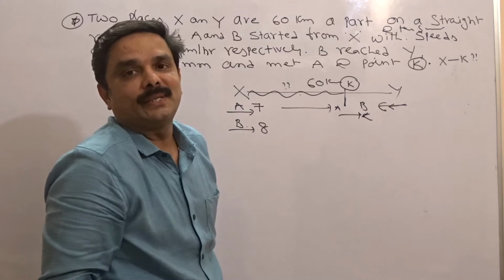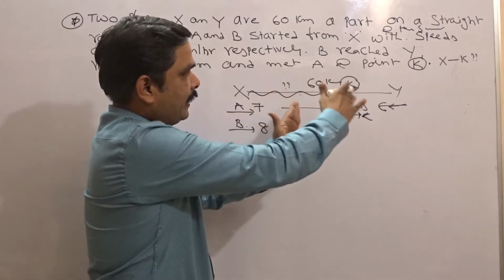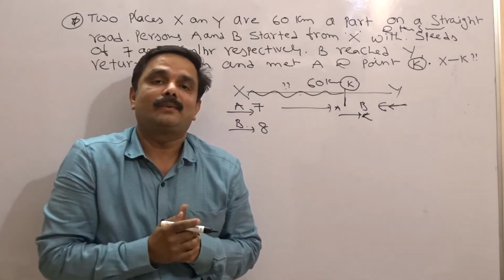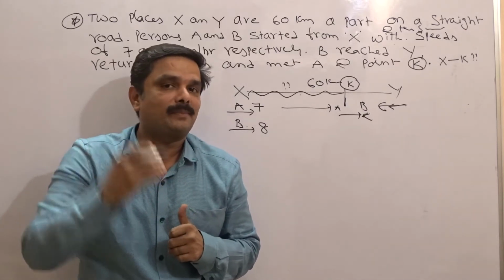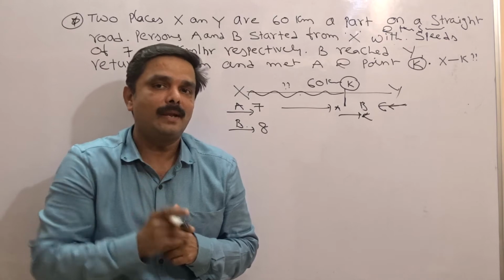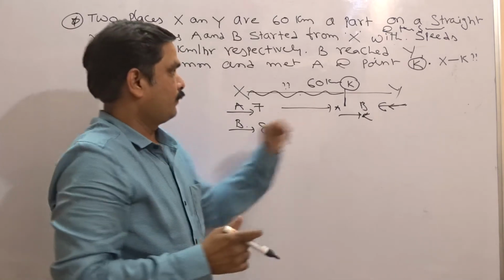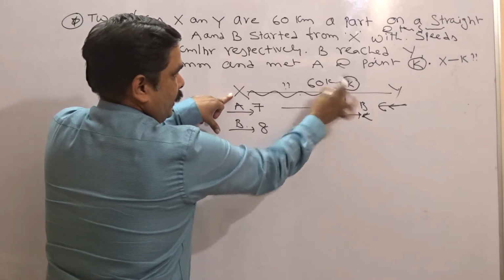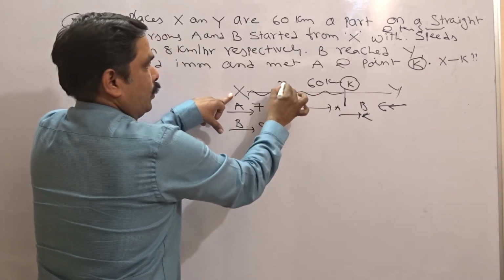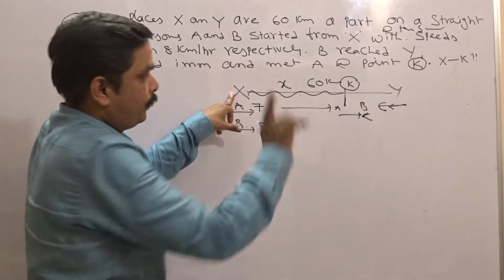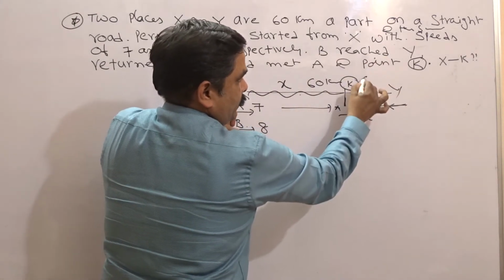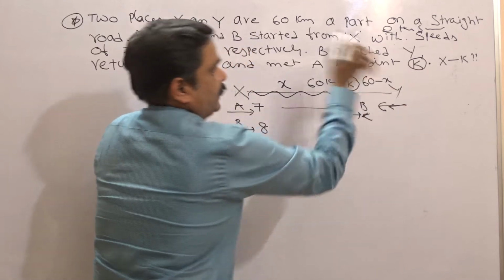Now, what is the concept? By using direct mathematics, we can do this question by framing an equation. While solving the question with mathematics, framing an equation is very, very important. How to frame an equation for this one? Let us take the distance between X and this one, K, as X kilometers. Obviously, the distance between K and Y will become 60 minus X.